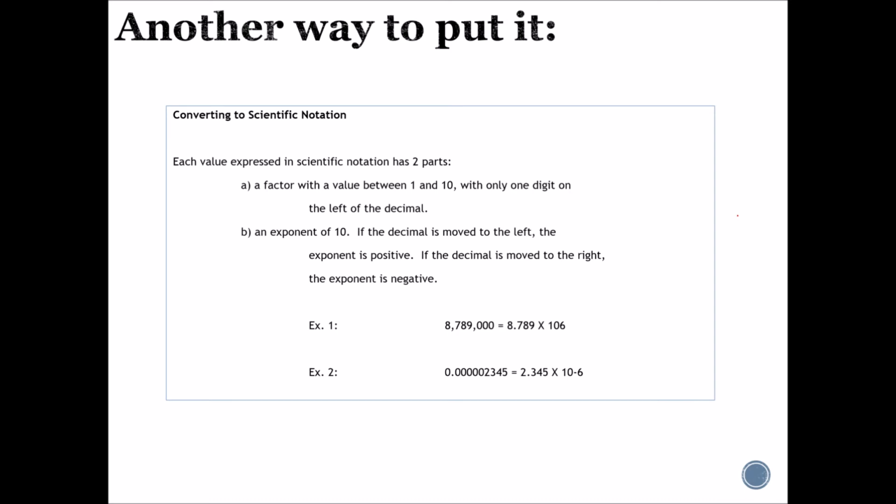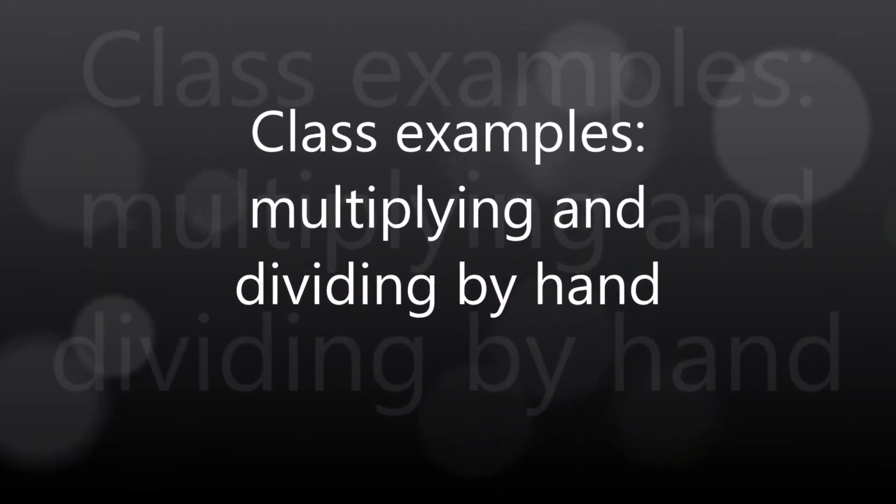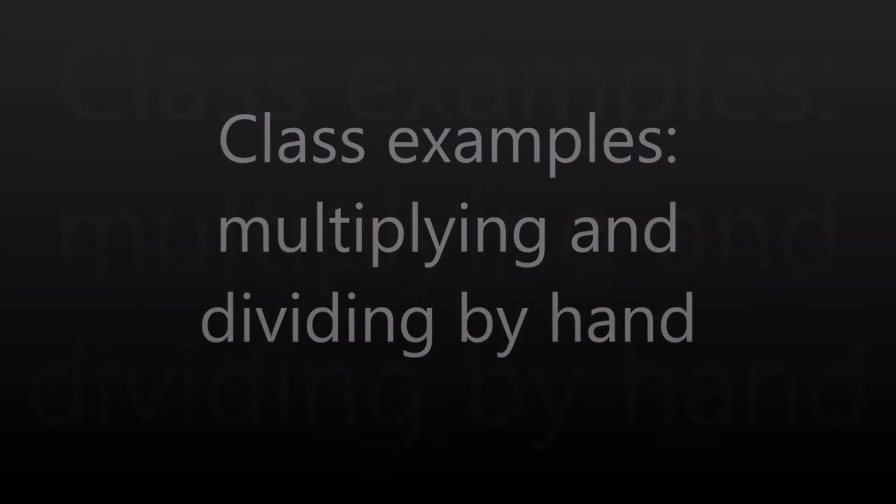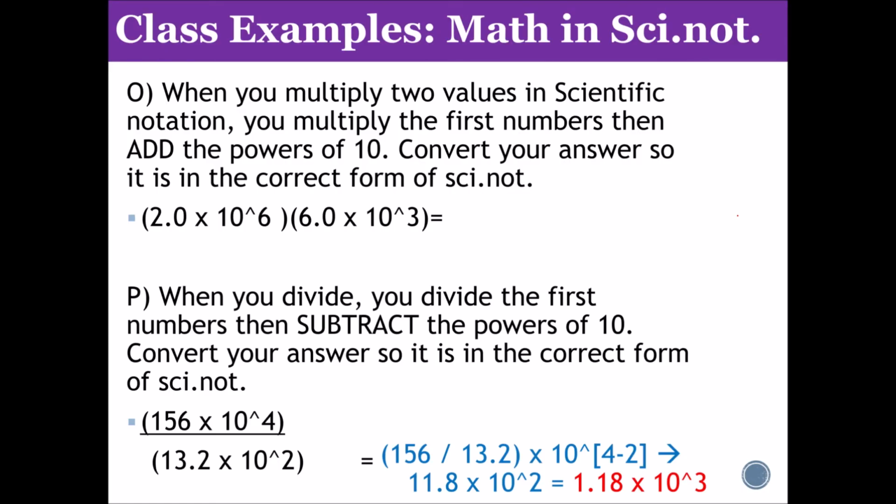Here's another way to put it. Read through this if you need a little extra explanation, and let's move on. Examples O and P, we're going to multiply and divide by hand. On O, we have two values in scientific notation that are being multiplied. So first you're going to multiply the coefficients together, 2 times 6. And then you're going to have times 10 to a new exponent in which you take these two exponents and add them. So 2 times 6 times 10 to the 6 plus 3.